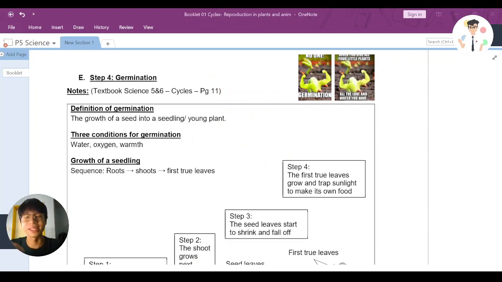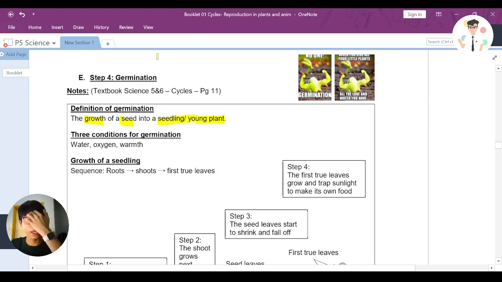So as you know, we have been discussing the processes of the sexual reproduction of flowering plants. Step 1, pollination. Step 2, fertilization. Step 3, dispersal. And our last step, step 4, is germination. So what is the meaning of germination? Germination, in simple definition, is the growth of a seed into a seedling or a young plant.